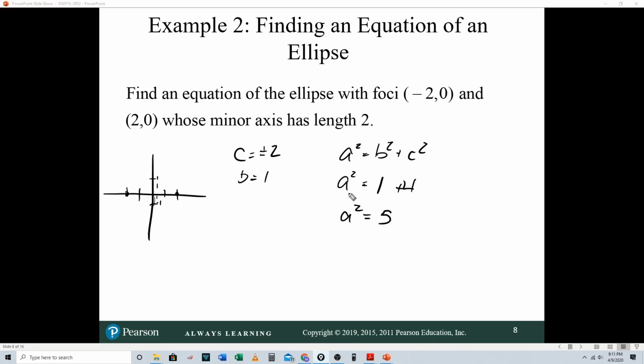And the thing is, that's all we need, because the formula, being that it opens up horizontally, a little flat, is x squared over A squared plus y squared over B squared equals 1. So that's going to be x squared over 5 plus y squared over 1, you don't really have to write the 1, I mean, you can if you want, equals 1. They just want the equation.